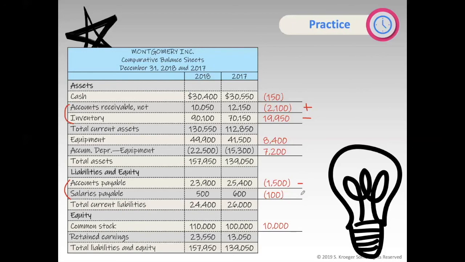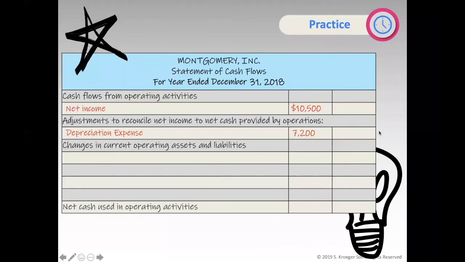Salaries payable decreased by $100 from last year to this year. We're going to keep this the same as a negative number. Therefore, we're going to put these 4 items in right now. First, we have our decrease in accounts receivable. Remember, that was a negative number, so we are going to add it here. Next, we have our increase in inventory. Since inventory increased, we're going to subtract that number.